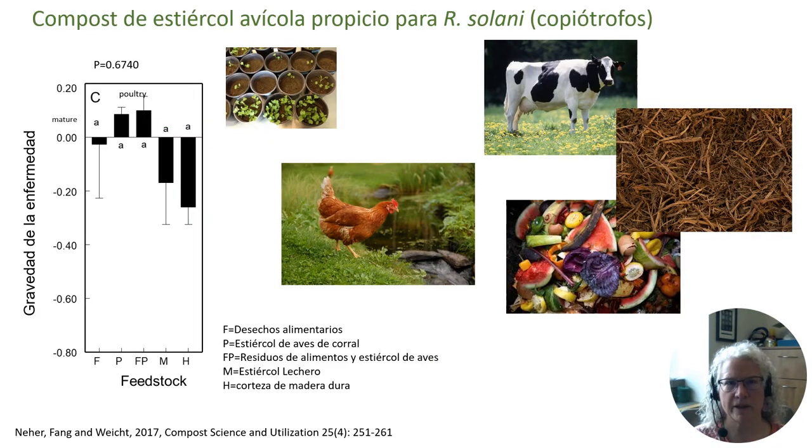Going back to my hypothesis about pathogens as copiotrophs, our tools indicate that poultry manure and litter-based compost are conducive to pathogens such as Rhizoctonia solani and E. coli. We know this is not just simply ammonium content, but is actually microbial in nature.